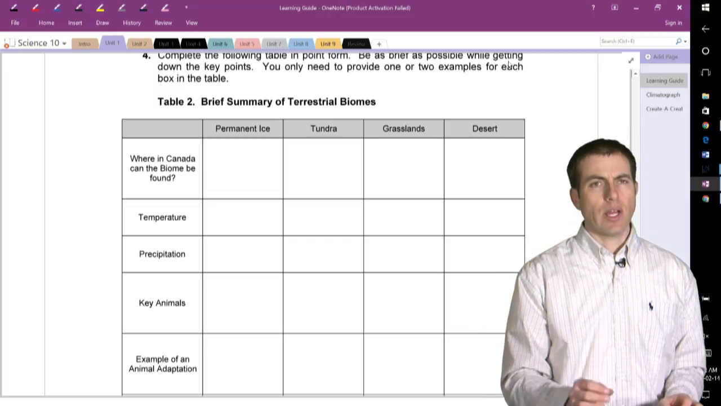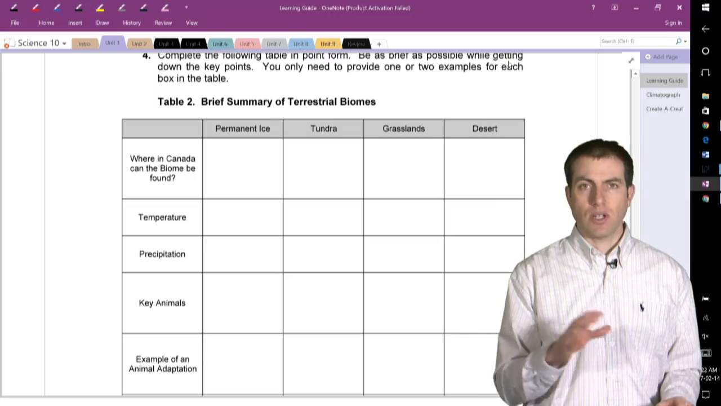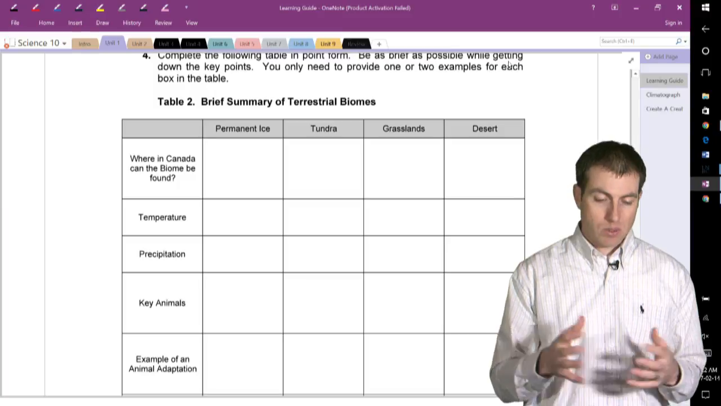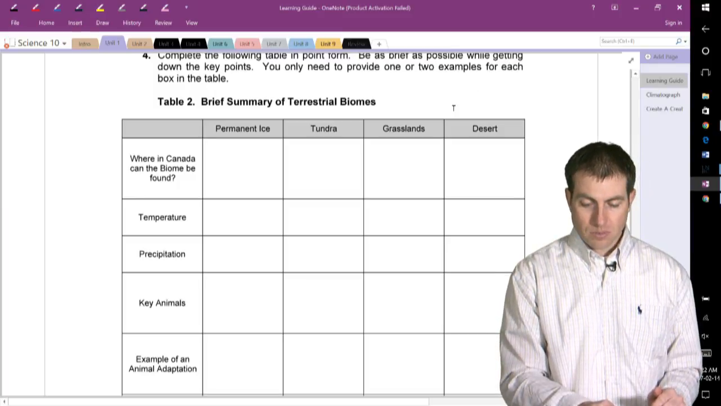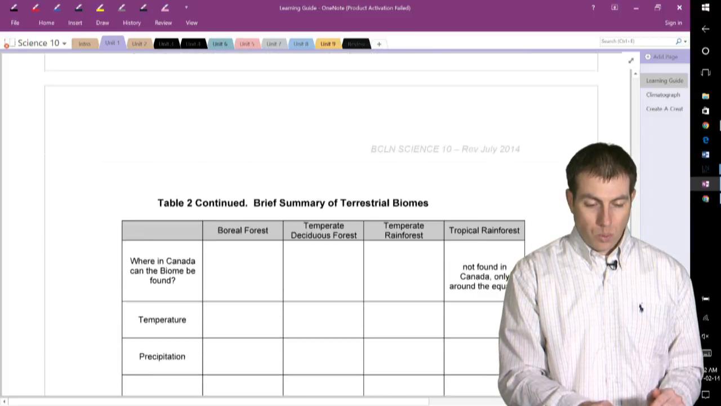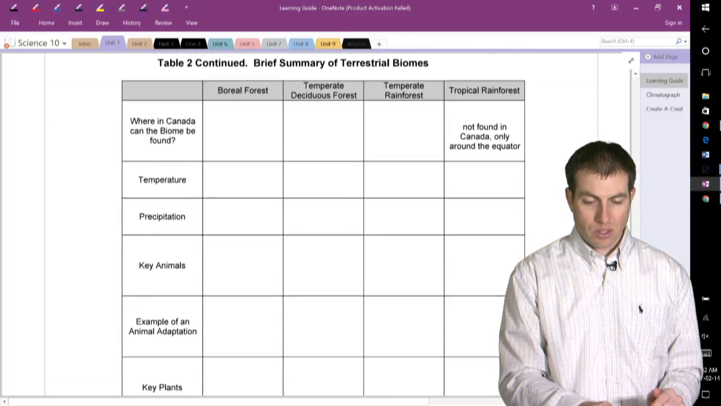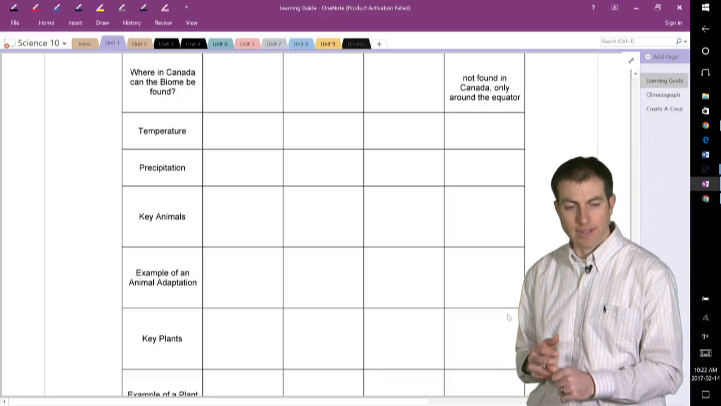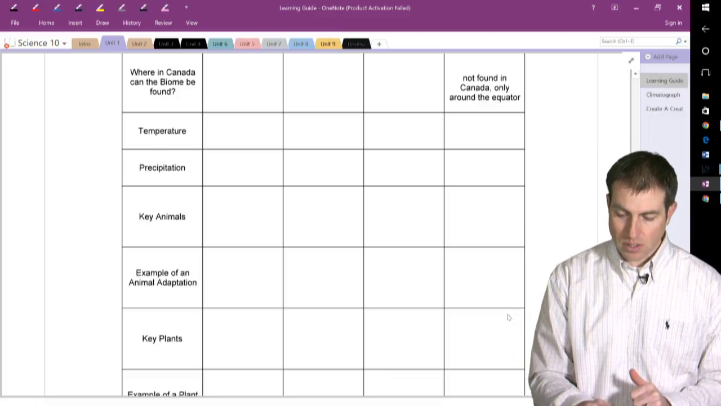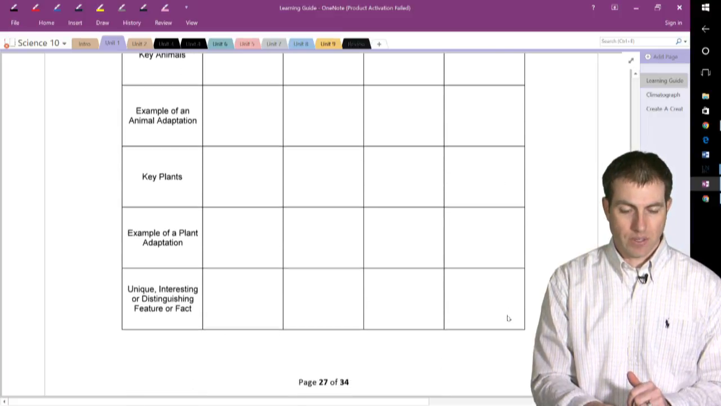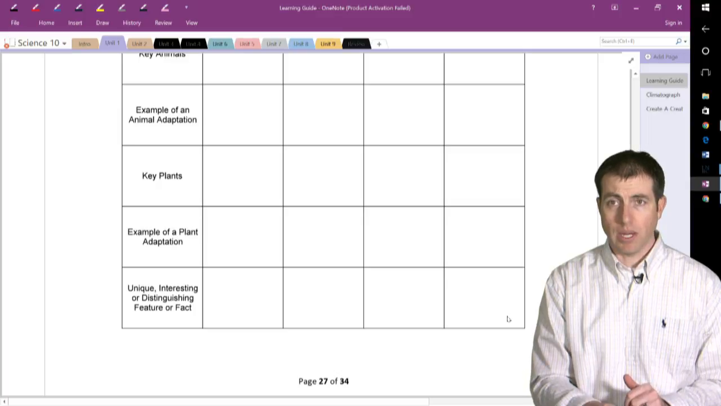So you don't have to write a paragraph in each little box, just a few words to summarize all of the 8 biomes. And, you have 4 on this page, and then you have 4 on the next page. Boreal forest, temperate deciduous forest, temperate rainforest, and tropical rainforest. Obviously, no tropical rainforest in Canada. So there's the other 4 biomes on this next page. Does anybody have any questions on how to fill out this little chart? Any boxes you're confused by, don't understand?